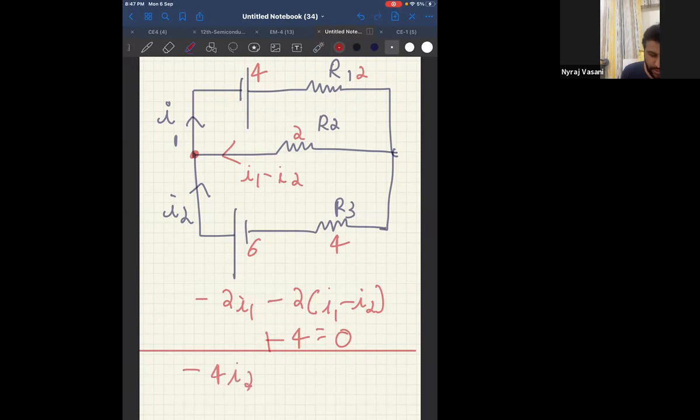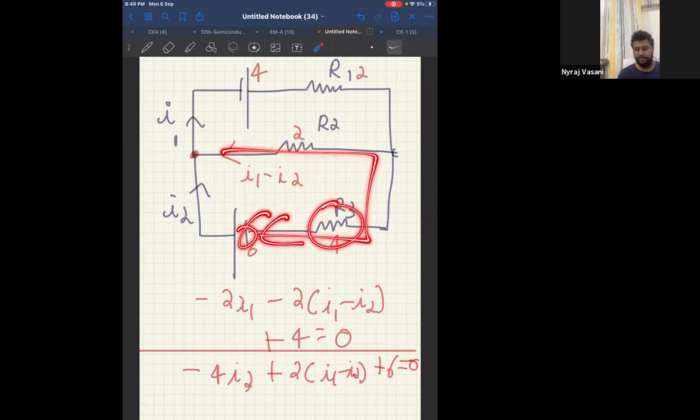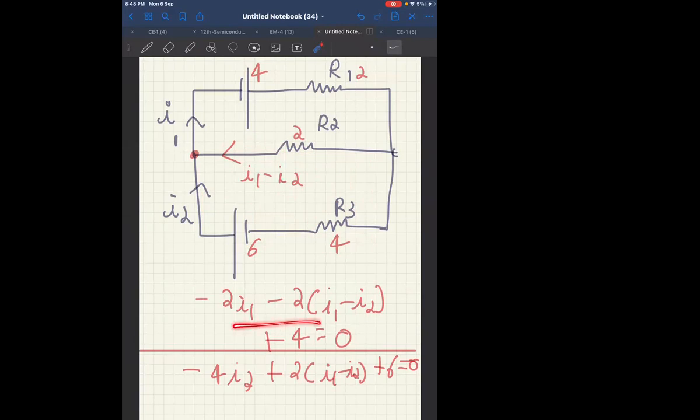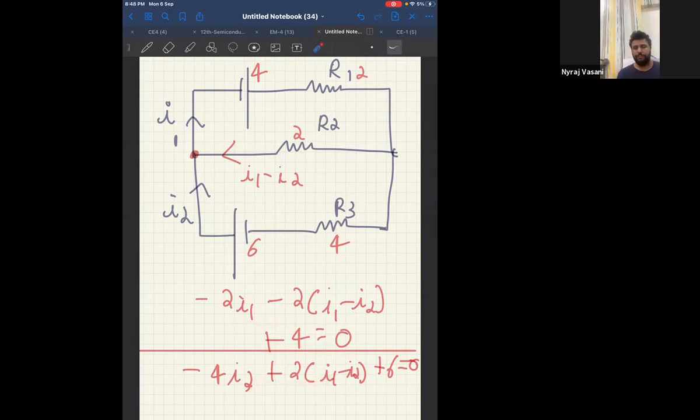Minus 4I2, correct? Then over here it will become plus 2 into (I1 minus I2) plus 6 will be equal to 0. Getting this equation, all of you, as your second equation? Yes, sir. Now if you solve these two, can you get the answer, or should I continue?